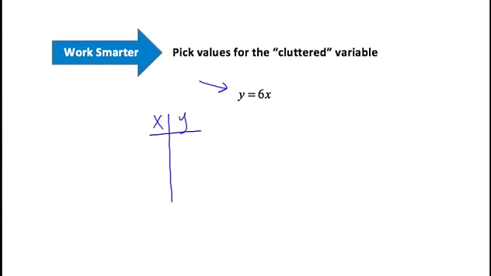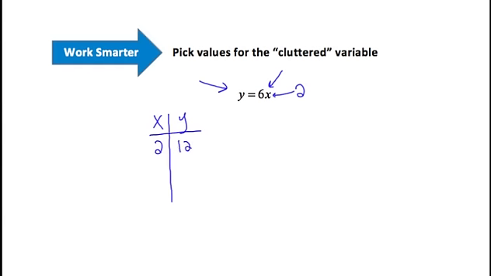And so my tip for you is always pick values for the variable that's cluttered. If I pick values for x here, and by cluttered I mean the one that has some multiplication or some addition or something like that happening to it, it's going to be really easy to see what the value for y would be. For example, if I picked a value of 2 for x, I can quickly see when I put a 2 up in here for x that 2 times 6 is going to give me 12. And it makes it really easy to come up with these values.